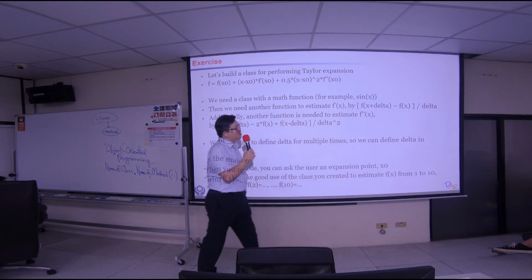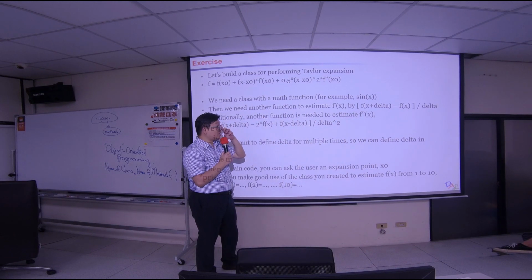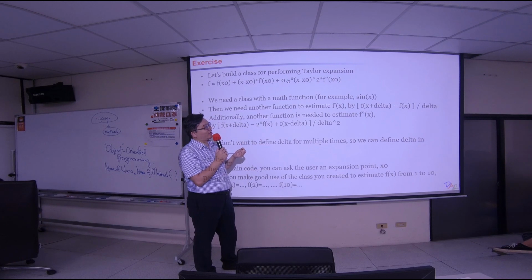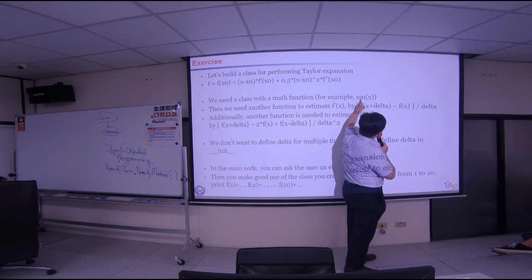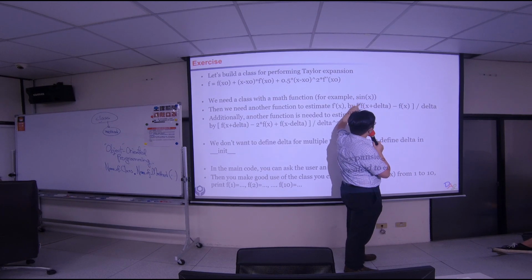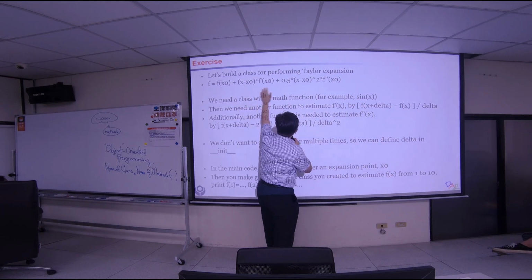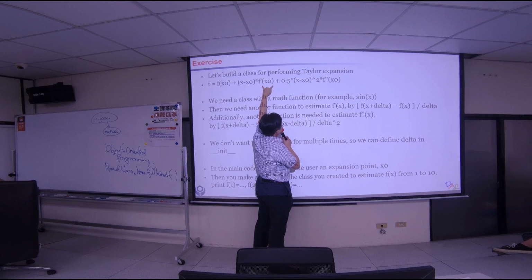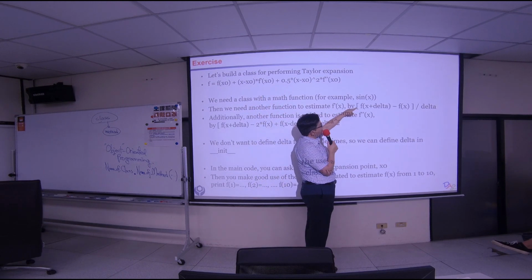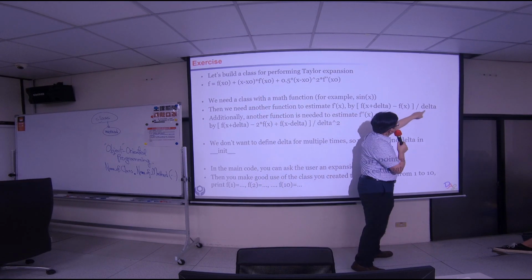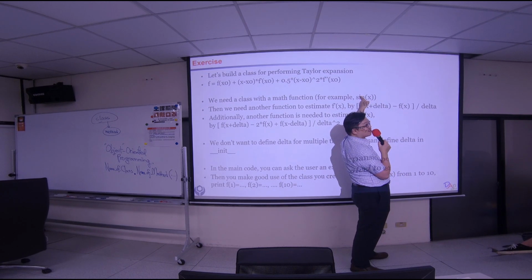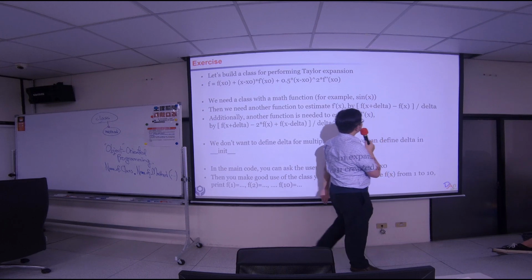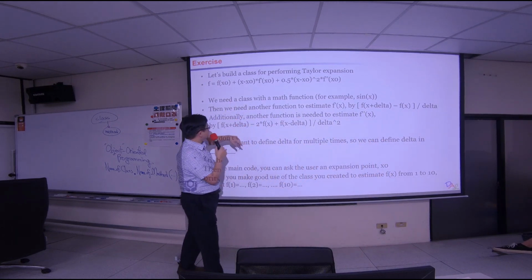Let's try it. But what is delta? Delta is a small number. We will define delta later on. And what is f over here? F basically is your sine. So whenever your Taylor expansion needs this, you need to go to the finite difference code here. And then when you need f, you go to your function to get f. Okay? How about f double prime?